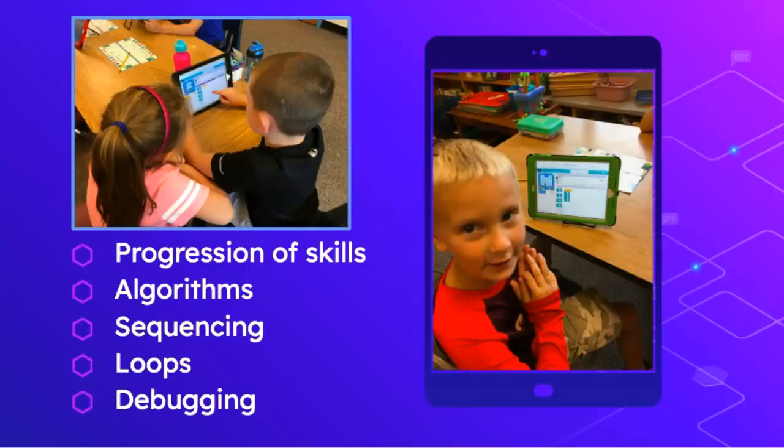On the left, this is pair programming where they work together. One student tells the steps while the other makes it happen, and they both take turns at the different roles. On the right, the student is working on his own. They are working on progression of skills, algorithms, sequencing, loops, and debugging.